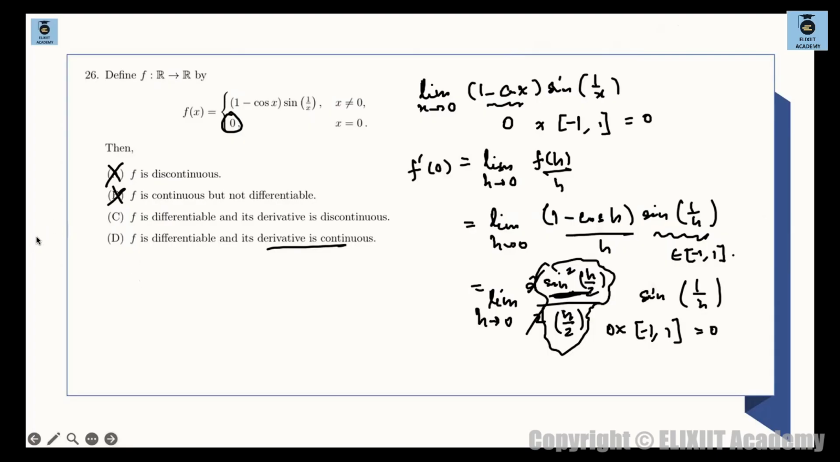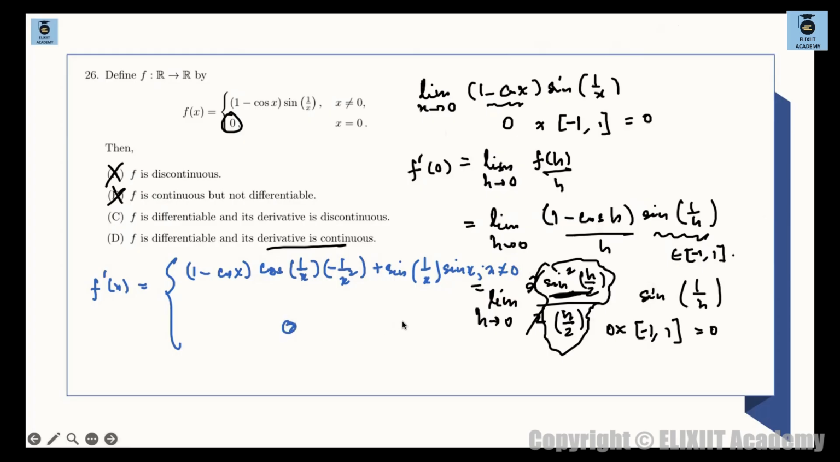तो वो तो कर लोगे, ब्रांच वाइज डिफरेंशिएट करो. ठीक है, f dash of x ब्रांच वाइज डिफरेंशिएट करोगे. So once you differentiate this thing branch-wise, क्या आएगा? 1 minus cos x into differentiation of sin 1 by x, which is cos of 1 by x into differentiation of 1 by x, which is minus 1 upon x square, है ना. और फिर plus sin 1 by x into differentiation of 1 minus cos x, which is sin x. माइनस माइनस प्लस हो जाएगा, plus sin x. ठीक है, this is when x is not equal to zero, and this is when x is equal to zero. अब ये तो जीरो ही होगा, जीरो का तो जीरो ही होगा डिफरेंशिएशन.